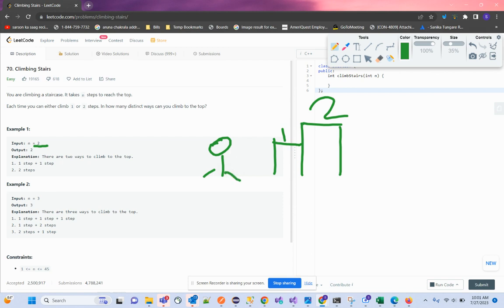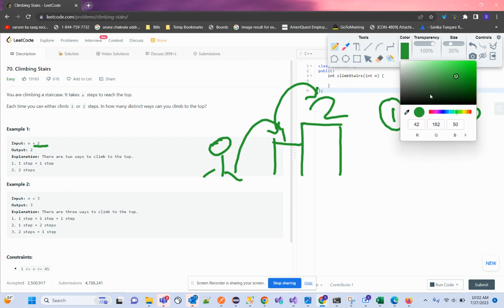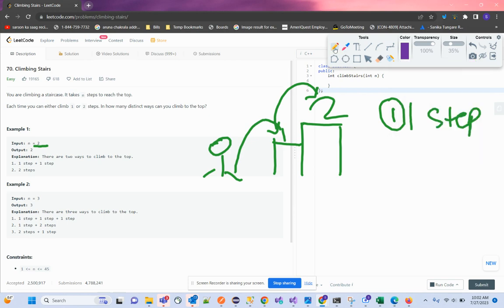So first, this person is going to climb one step and then the next step. So one way is to climb one step every time. This is one way of climbing. Another way to climb is that this person can directly climb two steps. So another way is climbing two steps. These are the two ways by which you can climb these two stairs.